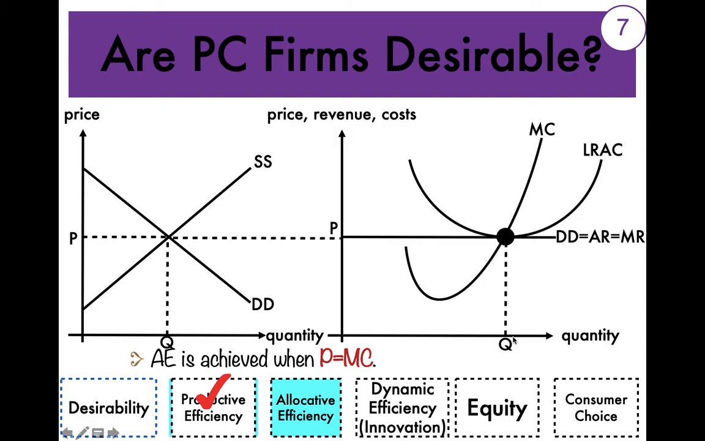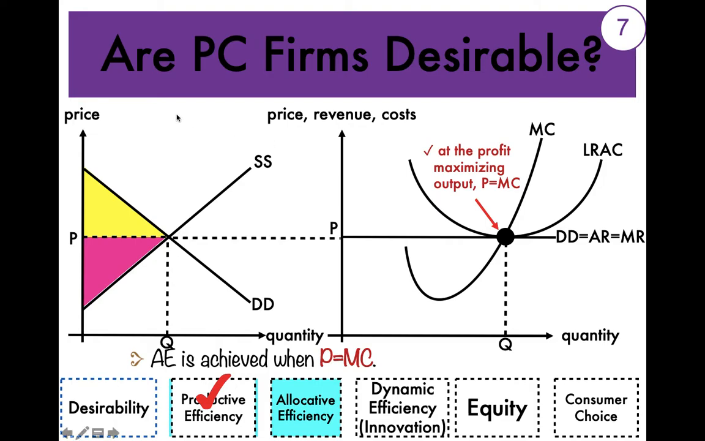And at this output level Q, what is the firm's MC? Well, you go all the way up from Q until it touches the MC curve, and the corresponding marginal cost level is also P. Okay, so we can safely say that at an output of Q, which is profit maximizing, PC firms are charging a price which is equivalent to the marginal cost of production. Okay, therefore, there is allocative efficiency in the perfect competition market.